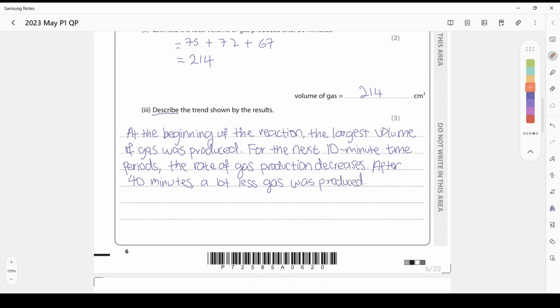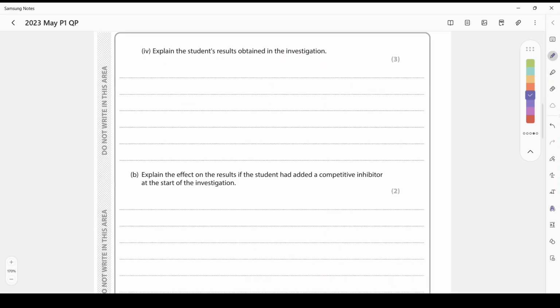All right, let's go through the marks. The first mark is large amount of gas produced in the beginning. The second mark is the rate slows, or there's less gas for the next 10 minutes. And then the third mark is little gas is produced after 40 minutes. All right, let's go to part 4.